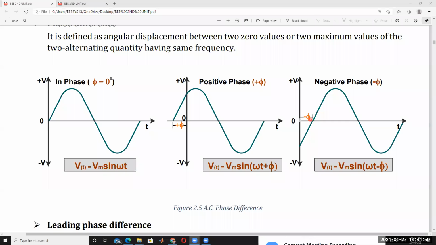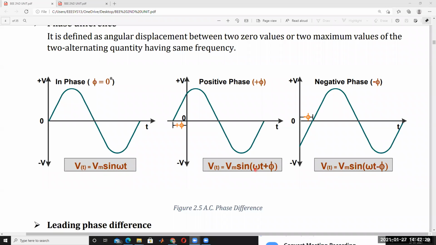And here it is delayed by phi degrees. Instead of starting here, it started here onwards. That's why it is a negative phase. Up to here there is no response; here the response we are getting is at the 0 position, exactly at the start of the waveform. But here it started before 0, so that's why it is the leading phase. That's called positive phase, plus phi.